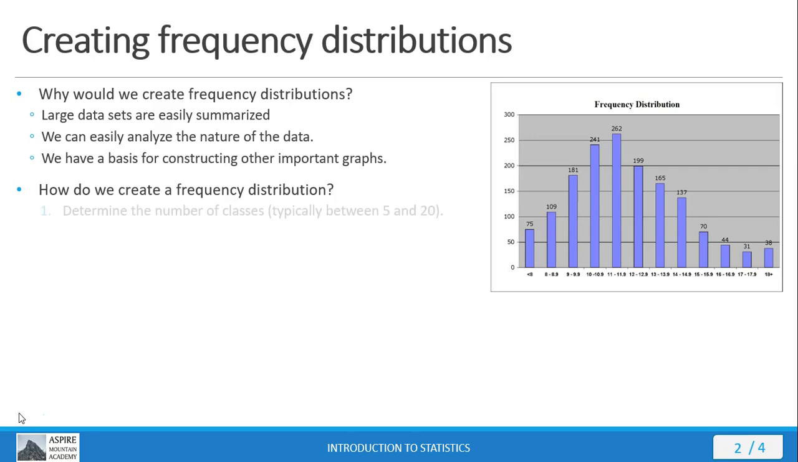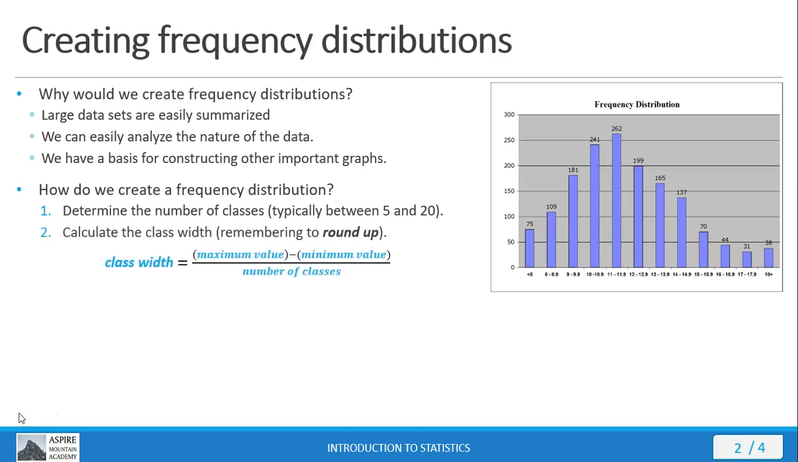Well, first, you want to determine how many classes you want your frequency distribution to have. Typically, this will be between 5 and 10. Anything less than 5 and your data will be so scrunched together that the graphical representation of your frequency distribution won't tell you very much. And the same goes for anything over 20. Your graphical representation will get so flat and spread out that it won't be able to tell you much either. A good value to use as a rule of thumb is 10, but keep in mind that you may need to adjust this depending on your data set.